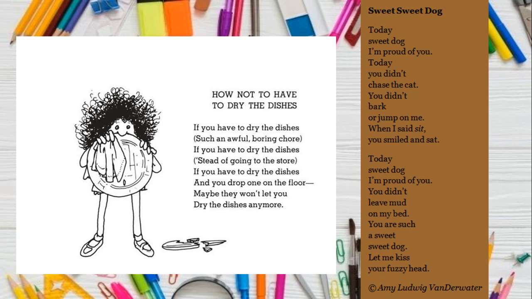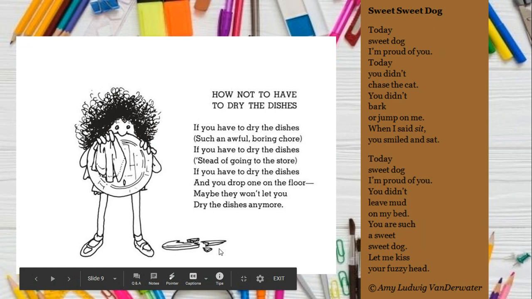Sweet, sweet dog. Today, sweet dog, I'm proud of you. Today, you didn't chase the cat. You didn't bark or jump on me. When I said sit, you smiled and sat. Today, sweet dog, I'm proud of you. You didn't leave mud on my bed. You are such a sweet, sweet dog. Let me kiss your fuzzy head.